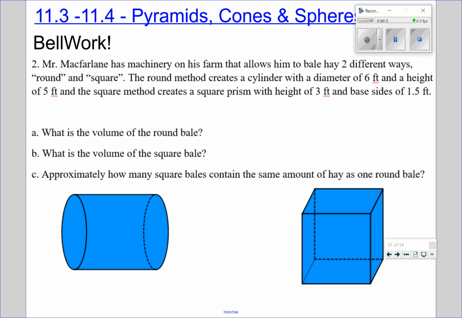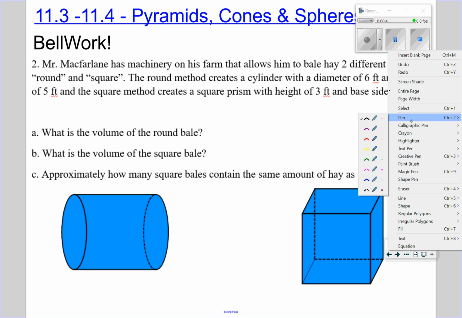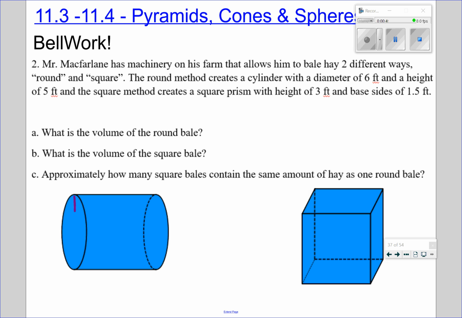So for this first part, it says Mr. McFarland has machinery on his farm. It allows him to bale two different kinds of hay. He can do a round bale or a square bale. The round method creates a cylinder with a diameter of 6 feet. Okay, so if we were to label our dimensions here, our diameter would be 6 feet, which makes our radius 3 feet.